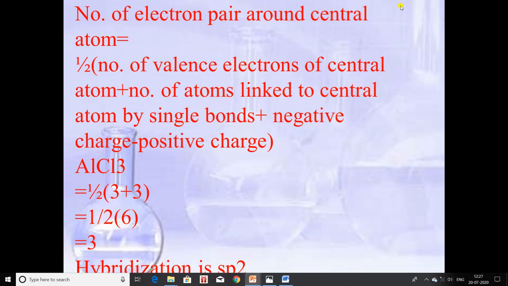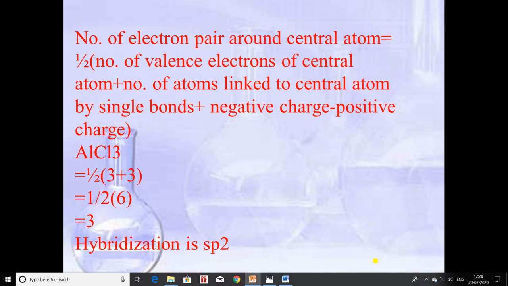The formula to find the number of electron pairs and hybridization is 1/2 of the number of valence electrons of the central atom plus the number of atoms linked to the central atom by single bonds plus the negative charge minus the positive charge. So here, 1/2 the number of valence electrons of aluminium is equal to 3. 3 atoms are attached, so it is equal to 3. The number of electron pairs is equal to 3. So with 3 electron pairs, the hybridization will be sp2. But this is for AlCl3.